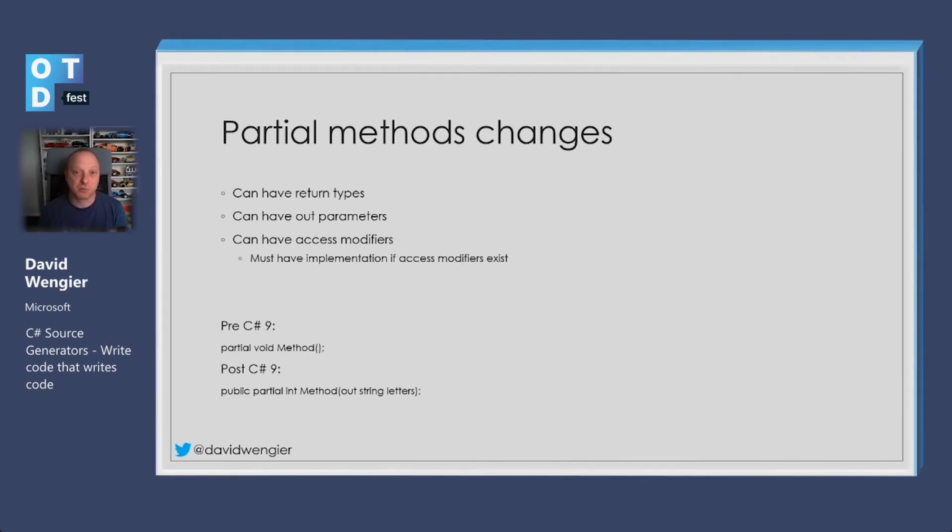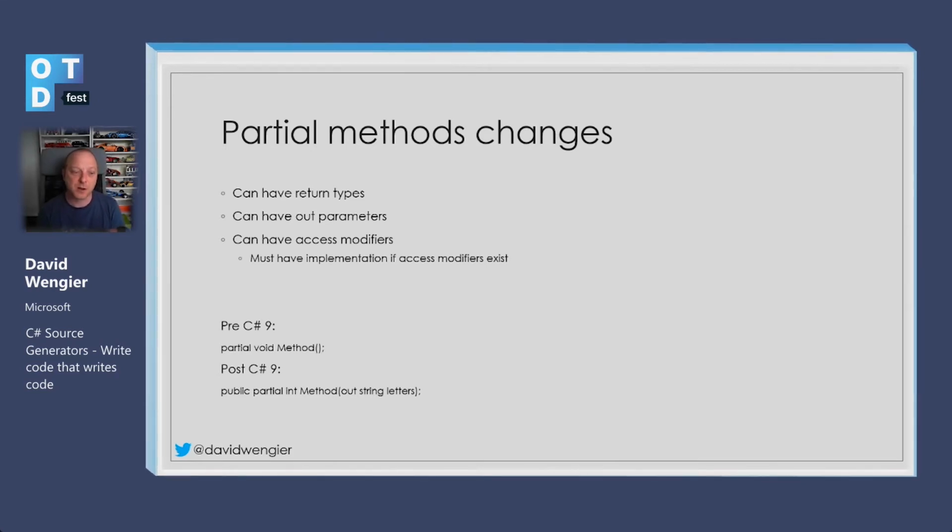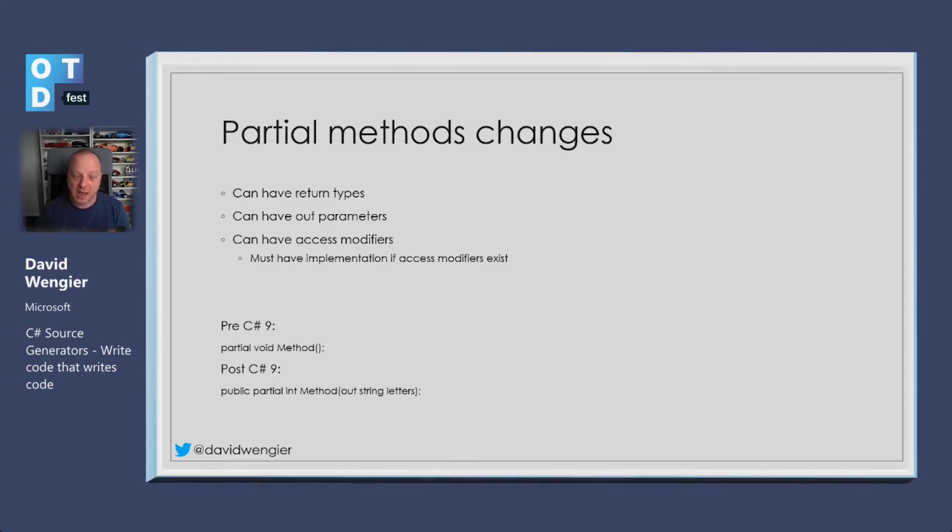Now, obviously, if you've got a return type, or if you're returning something, if you've got an output parameter, you can't have that code just disappear, right? Because what happens with the return value? If you're assigning it to a variable, well, what happens to that variable? So with C#9, it's extended by allowing all of these new features, but if you have them, you have to implement the partial methods. This is where source generators come in.